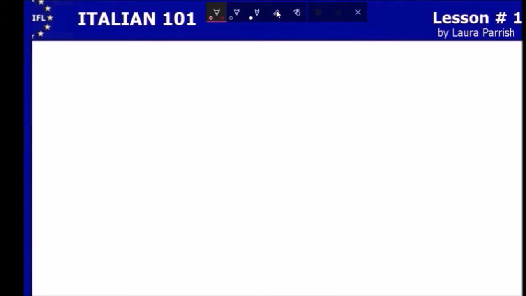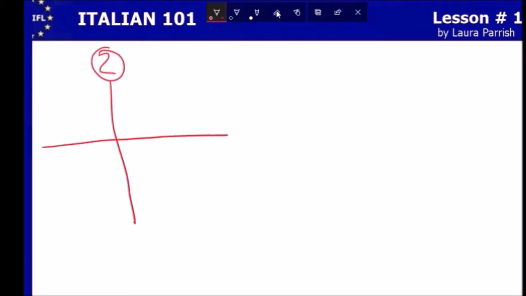So now let's do the second pattern that we already took a look at very fast. Okay, I'll write it again. Masculine singular, feminine singular, masculine plural, and feminine plural. The second pattern is E and I.